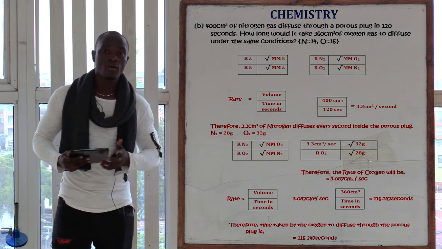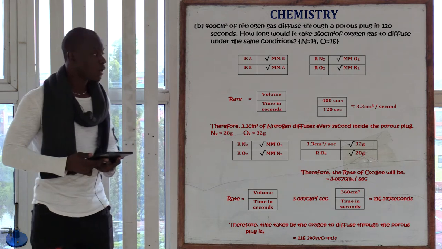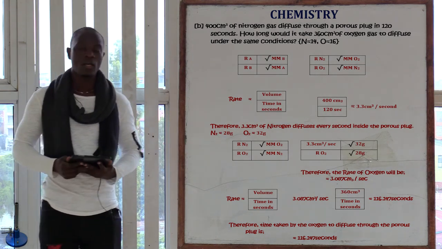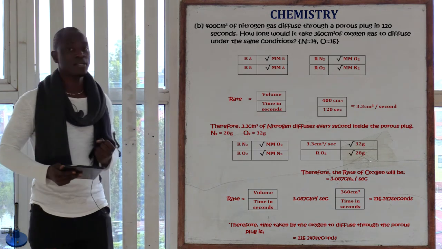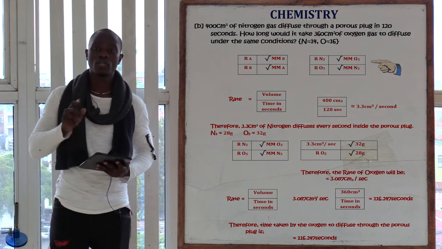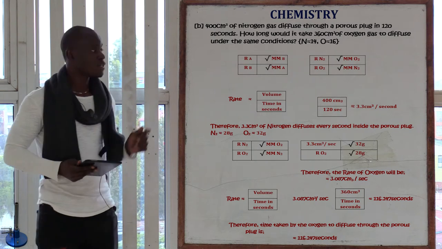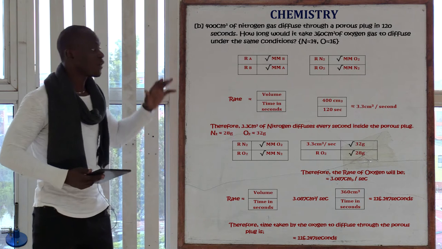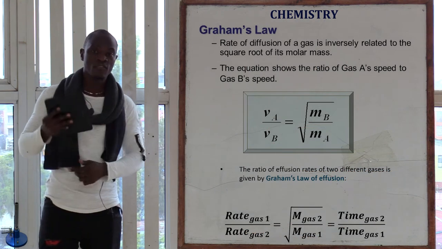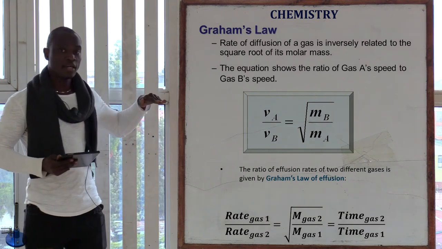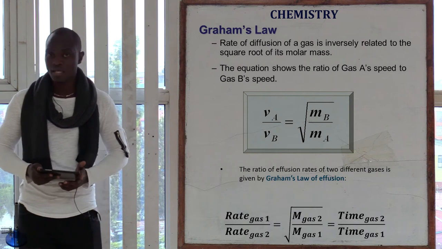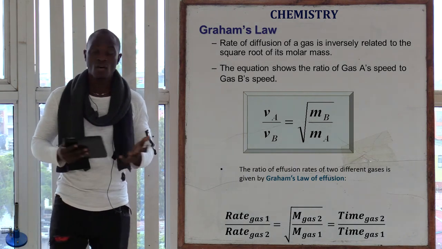After that, we employ the formula for calculating the rate of diffusion according to Graham's law of diffusion. The first gas to diffuse, remember, is nitrogen. The second gas to diffuse is oxygen gas. So we use the formula of rate: the rate of nitrogen gas divided by the rate of oxygen gas is equal to the square root of the molecular mass of oxygen gas divided by the square root of the molecular mass of nitrogen gas. Remember, the formula for calculating time is direct: nitrogen, nitrogen, oxygen, oxygen. But the formula for calculating the rate is inverse: the first gas over the second gas is equal to the square root of the molecular mass of the second gas divided by the square root of the molecular mass of the first gas, as per Graham's law of diffusion.